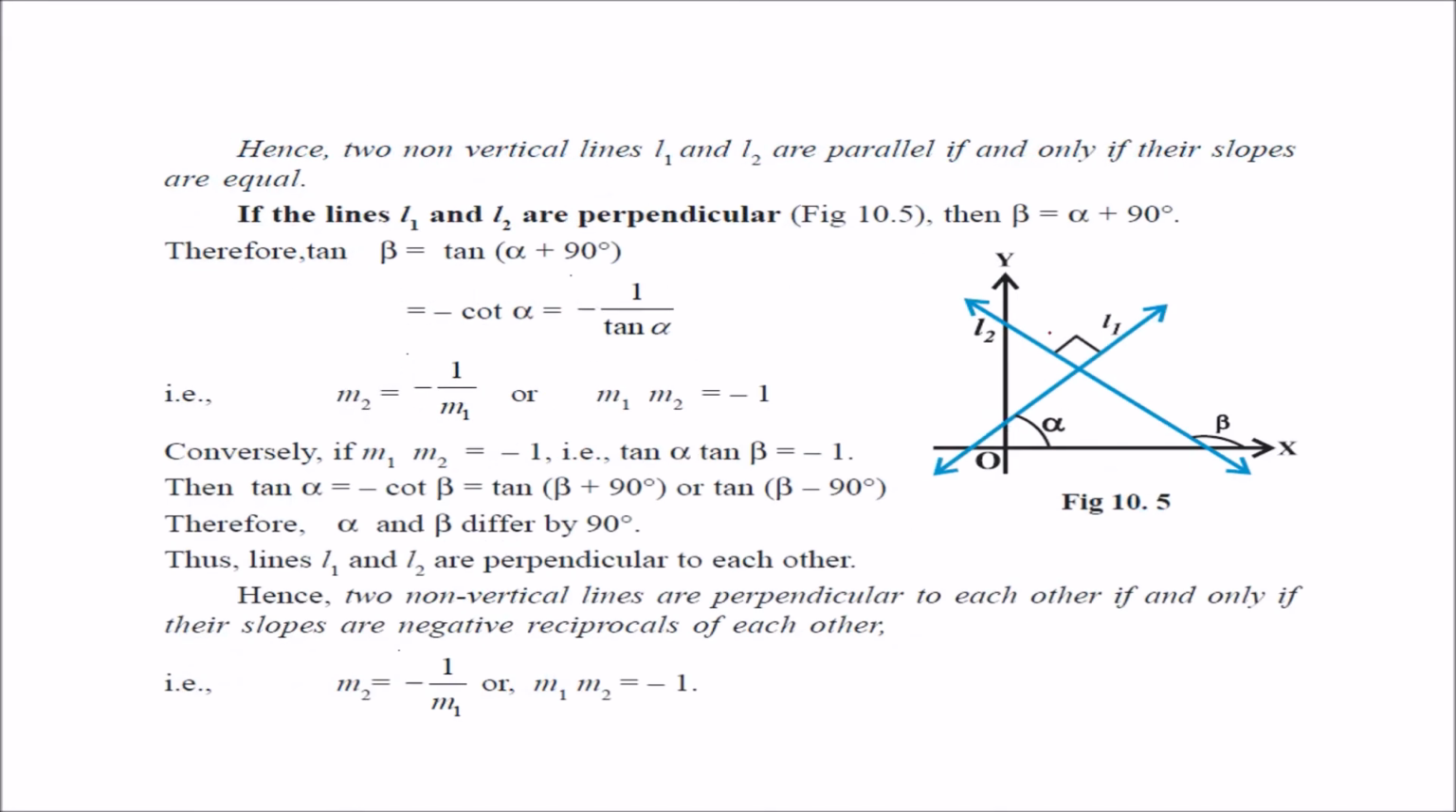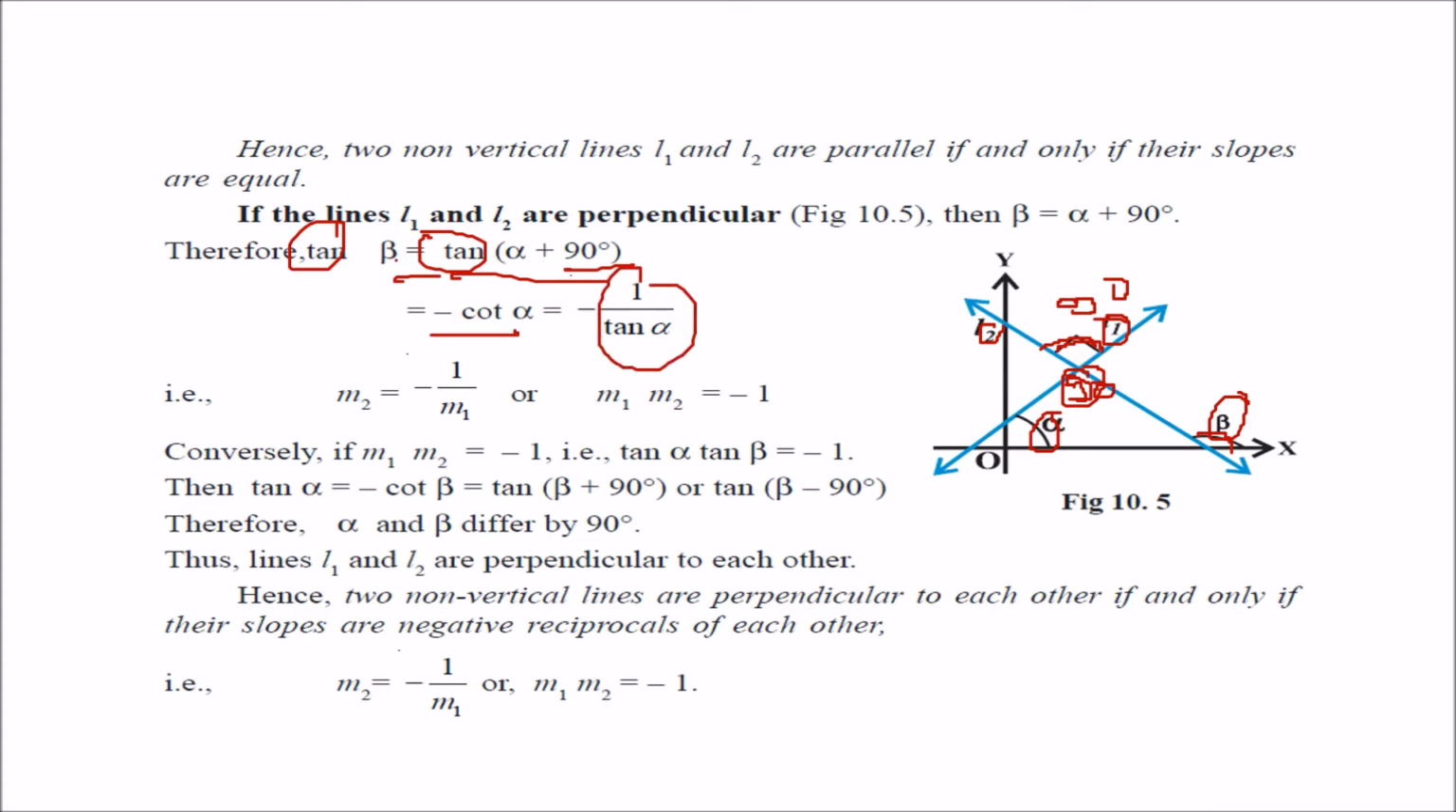Now, the second case is if the lines are perpendicular to each other. So perpendicularity we have to see. See, say these 2 are perpendicular, this L1 and L2. This is 90 degrees, so this is also 90 degrees, right? This is external angle beta, this is alpha. You know that an external angle is nothing but the sum of the interior opposite angles, that is, beta is equal to alpha plus 90. Let us take tan on both sides. Tan of alpha plus 90 is nothing but minus cot alpha. That is nothing but minus 1 upon tan alpha.